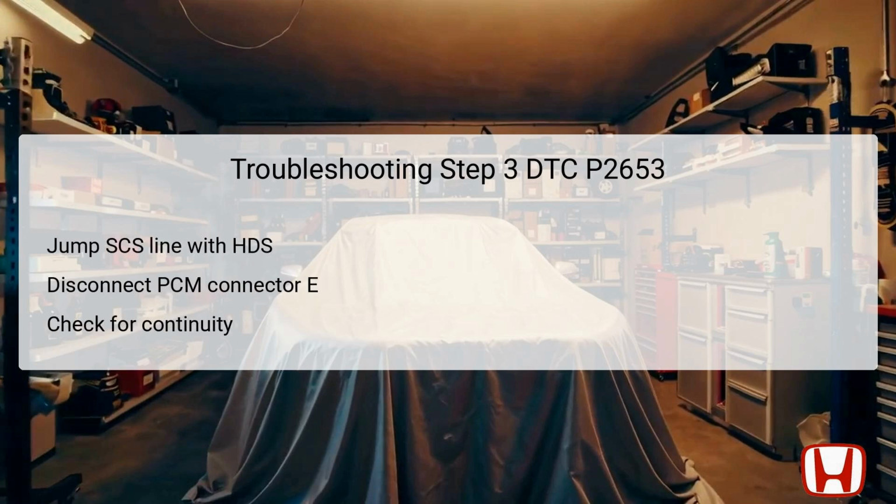The troubleshooting step 3 involves a more in-depth examination of the electrical connections related to the rocker arm oil control solenoid. Initially, the technician should jump the SCS line using the HDS to prepare for continuity testing, allowing the system to identify potential issues within the wiring. After this procedure, the technician must disconnect the PCM connector E, which typically houses the ADP terminals. This disconnection is vital in isolating the PCM from the solenoid circuit for accurate testing.